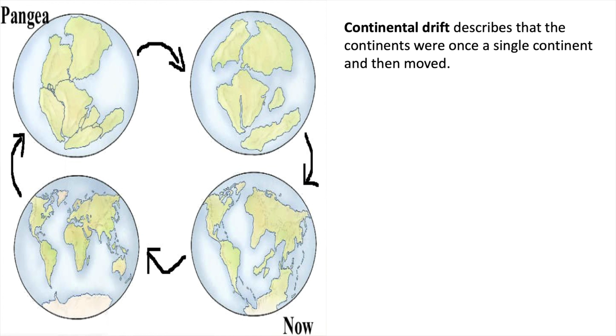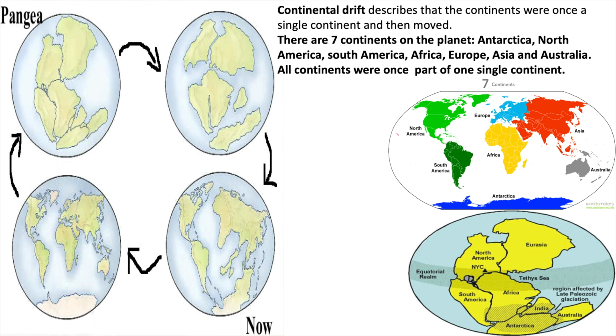Continental drift describes that the continents were once a single continent and then moved. As you can observe in the image to the left, the continents were once one single continent, and then they began to drift slowly away from each other. There are 7 continents on the planet: Antarctica, North America, South America, Africa, Europe, Asia, and Australia. All continents were once part of one single continent.